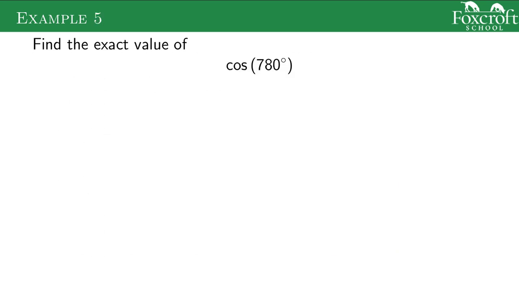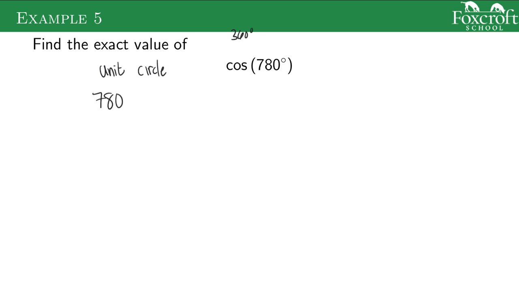All right, final question, cosine of 780. So I'm trying to find the exact value of a cosine function, which means I want to use my unit circle. But if I know my unit circle, I have it sitting in front of me, I'll see that 780 is not on there. The angle is too big. My unit circle only goes up to 360. So how do I deal with this? I use my coterminal angles.